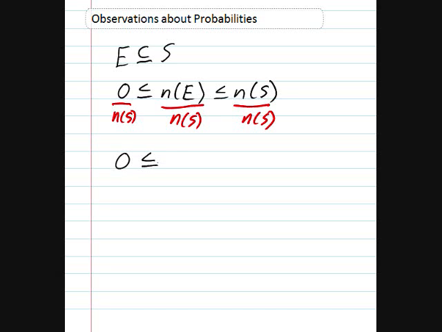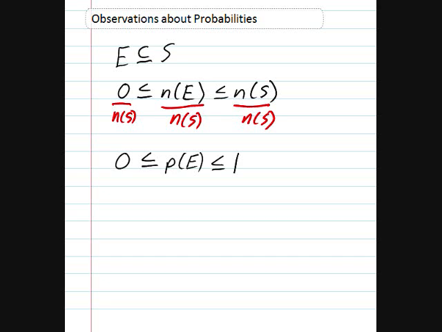0 is less than or equal to the probability of an event occurring, which is less than or equal to 1. So all probabilities are in between 0 and 1. You'll never have a negative probability, and you'll never have a probability greater than 1.